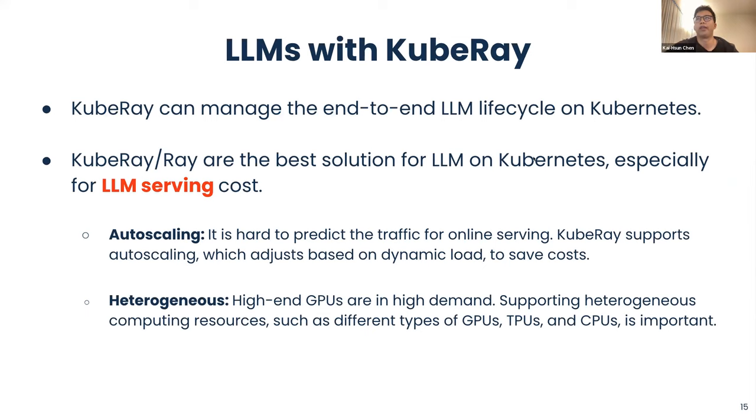Kuberay has some good features for large language models. For example, auto scaling. Because for the serving workload you cannot predict the traffic, you need to be able to scale up and scale down based on the traffic. The second is that, because high-end GPUs are in high demand, we see more and more people wanting to use different kinds of workloads from different clouds and different kinds of hardware, like GPU, TPU, and CPU. And sometimes some people also explore AI accelerators.